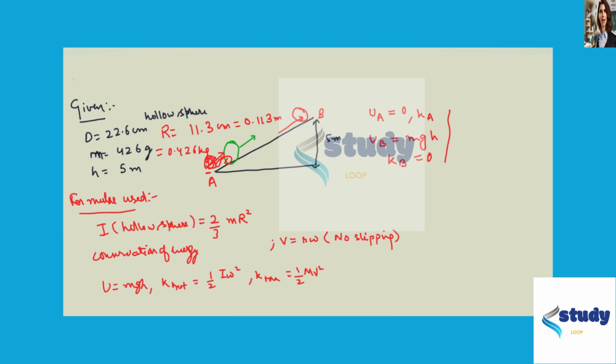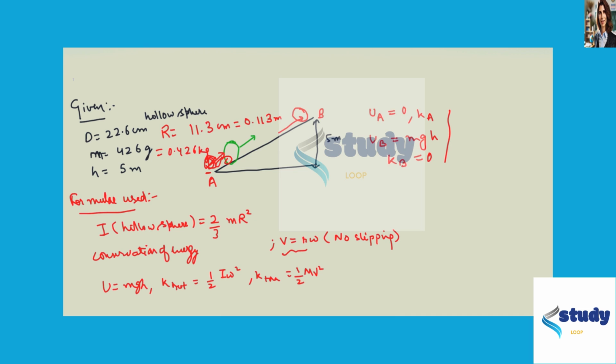This hollow sphere is rotating without slipping, and the without-slipping condition is v equals r omega. So the linear velocity has a relation with the angular velocity. We have U equals mgh, which is the gravitational potential energy, the rotational kinetic energy, which is half I omega squared, and the translational kinetic energy, which is half mv squared.